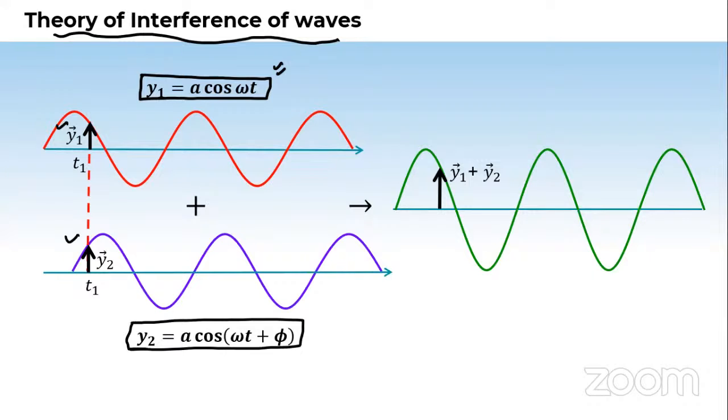So the theory of interference, the basic theory, says the same as we have learned here now. It says that if the two vibrations, A cos omega t and A cos (omega t plus phi), are superimposed, we get the net vibration given by Y equals Y1 plus Y2. Always remember this thing. Okay.